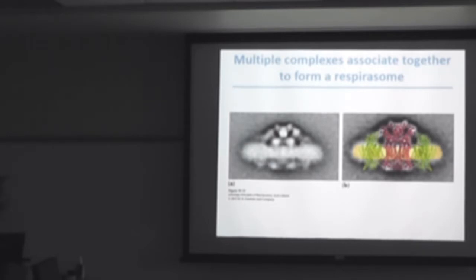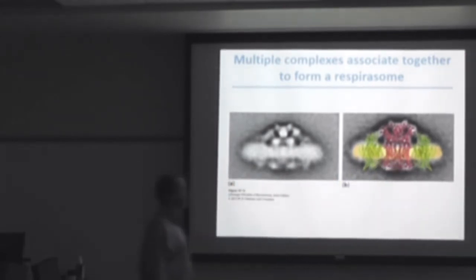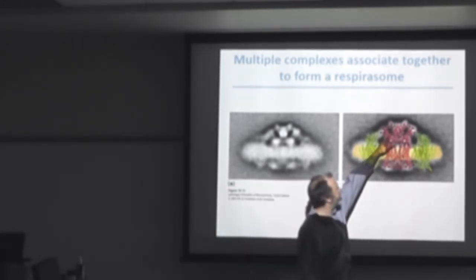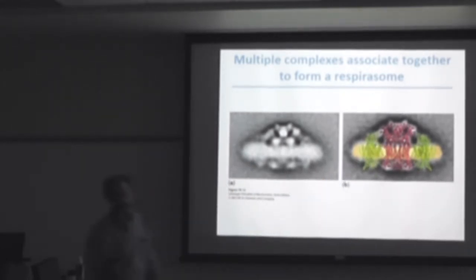And this is the electron microscope image, and then this is where you overlay the crystal structure of complexes 3 and 4 together. So complex 4 is green, and then complex 3 is the red structure. So cytochrome C doesn't have far to diffuse going from 3 to 4, right?